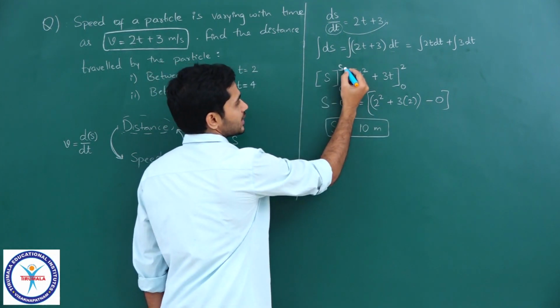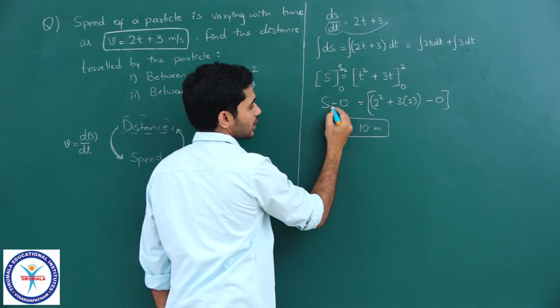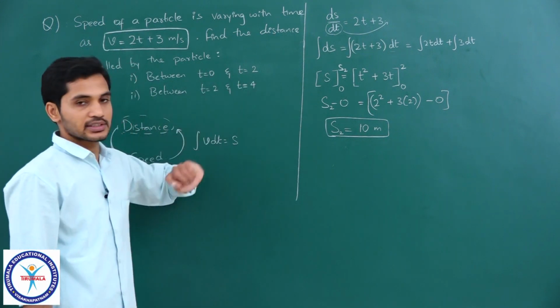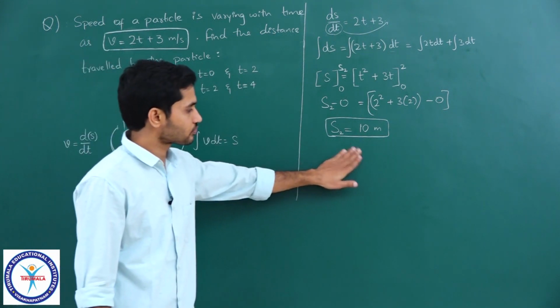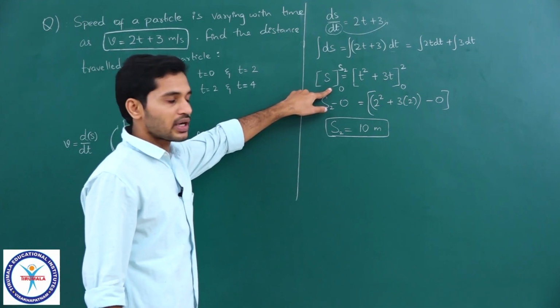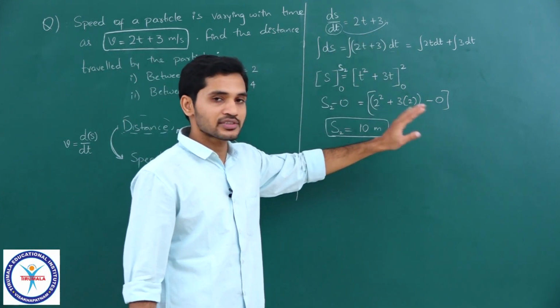Right. If you want, you can write this as S2, S2 representing the distance travelled in the first 2 seconds. That is the idea. Understood that? Okay. So please observe, this is where you should be aware of this. The remaining thing is very clear to you.